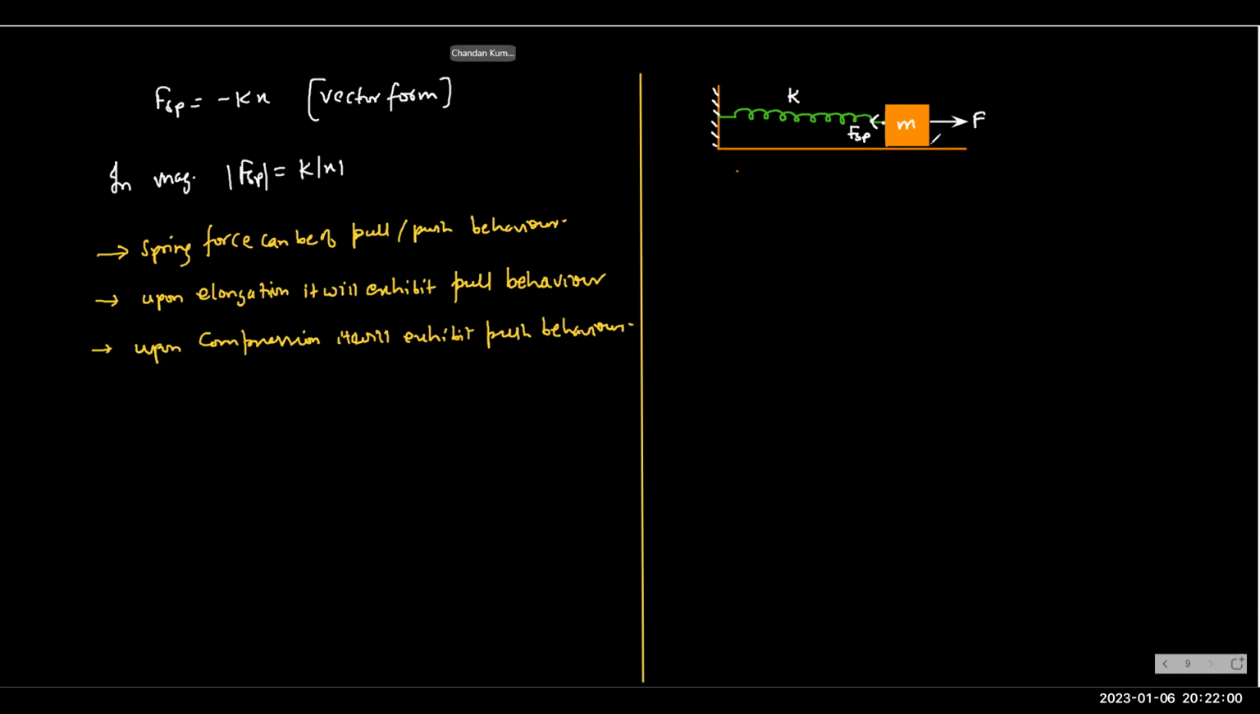The spring is in the natural length. The block is connected to the spring. I am just applying the force F right now, at this particular instant when there is no deformation in the spring. What do you think the spring force will be? Zero. So definitely it will be 0, because just because I have applied the force doesn't mean spring force will develop.